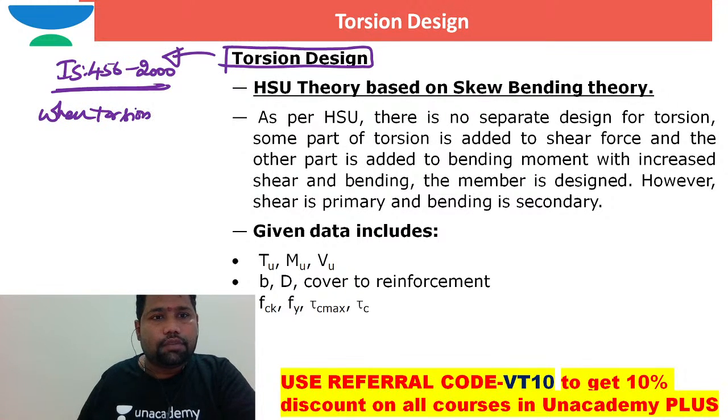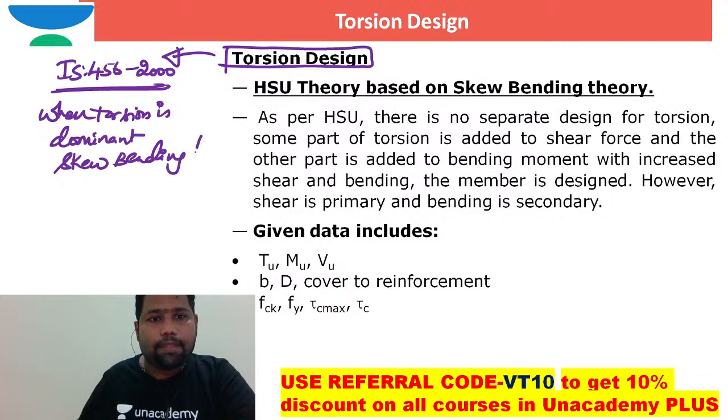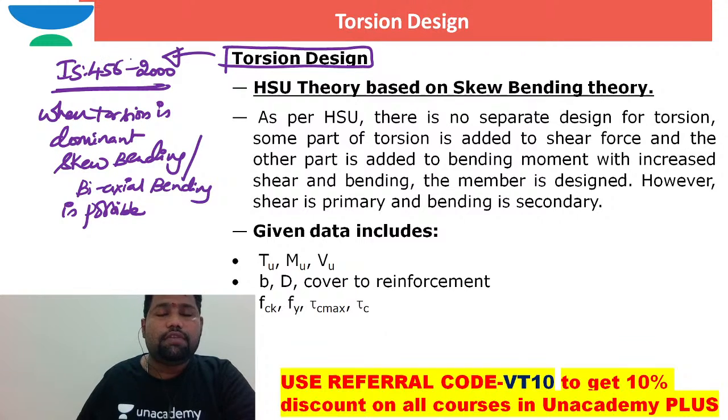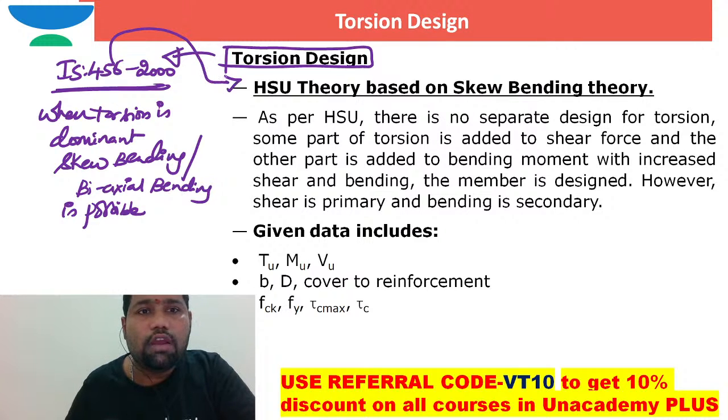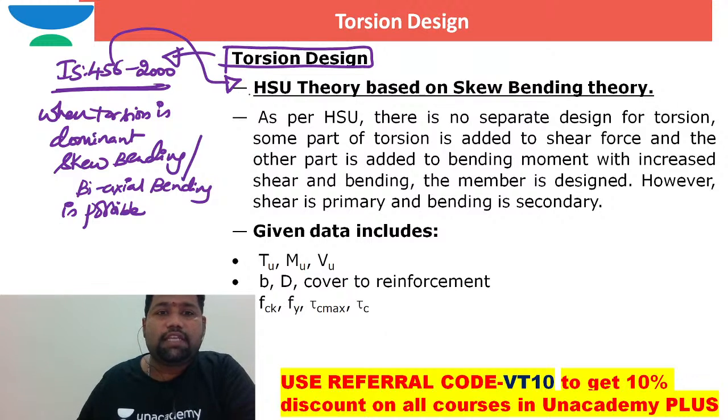When torsion is dominant, skew bending or biaxial bending is possible. So what IS 456 gives is that there is no separate design for torsion. IS 456 2000 has advocated using the theory proposed by the scientist HSU. HSU is the name of the scientist who proposed the theory of skew bending. Based on this theory, he has given some guidelines on how to design for torsion.